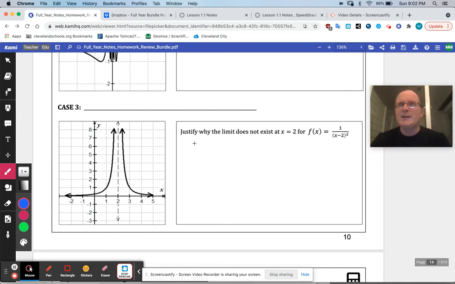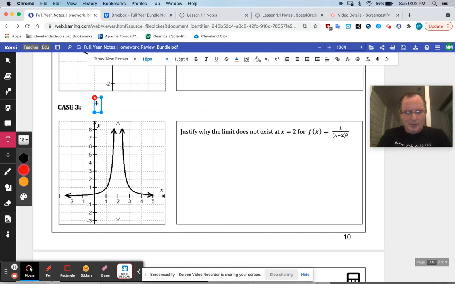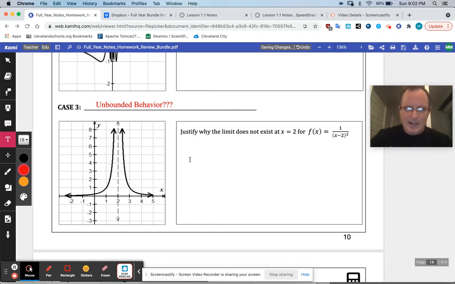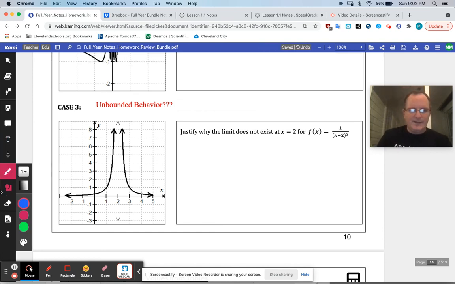If it's a multiple choice, I think if you went one way or the other, like on a free response, they would count it right. Oh, by the way, this is unbounded behavior, but I'm going to put a little question mark there, because I honestly believe that you could say that this answer is infinity.